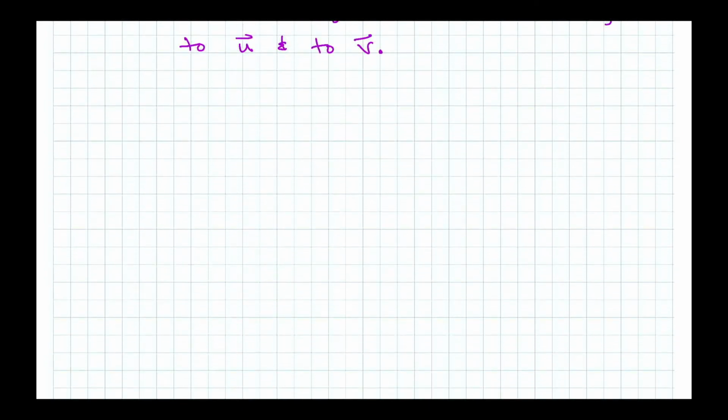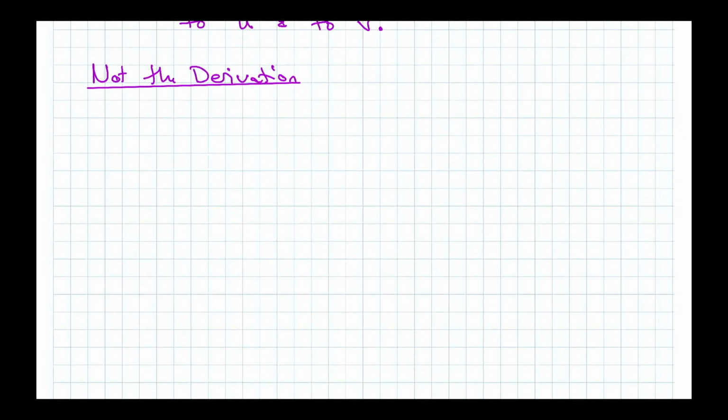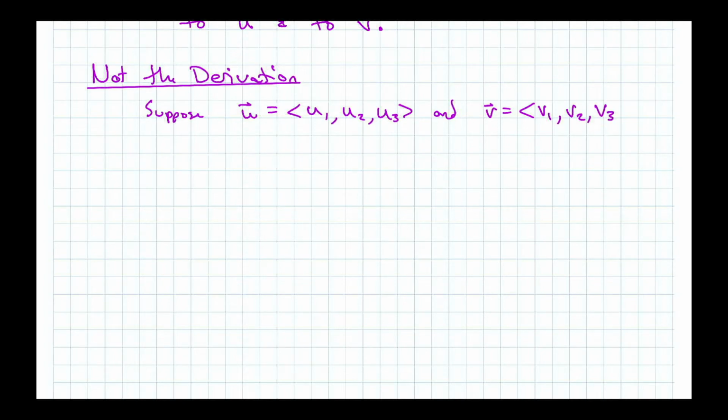I'm not going to do the derivation. This is not the derivation of it, but this is the idea of the derivation. So here's what you do. Suppose we have a vector u, that's going to be u1, u2, u3, and v, which is going to be v1, v2, v3. Notice that we're doing this in 3 dimensions. We're not going to talk about this in 2 dimensions. It doesn't make sense in 2 dimensions.